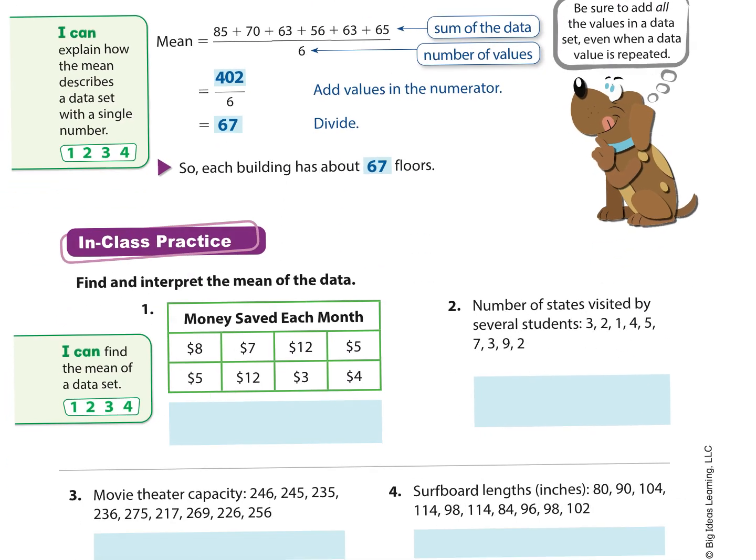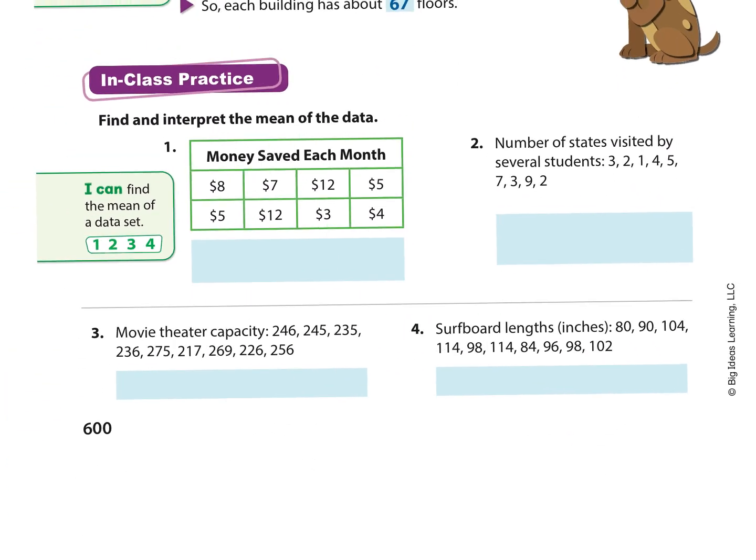Okay, so let's look at our first example that we'll do together. It says, find and interpret the mean of the data for number 1. So it's money saved each month, okay? So what do you think I need to do first?